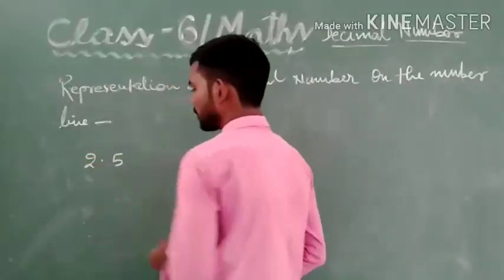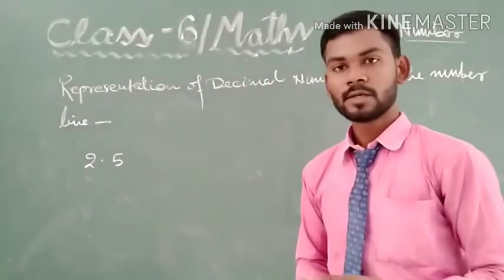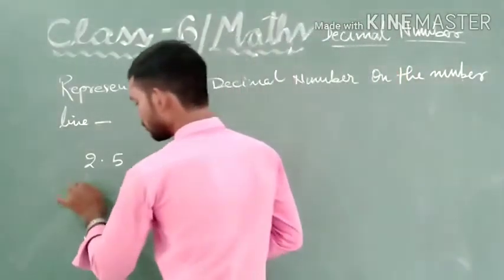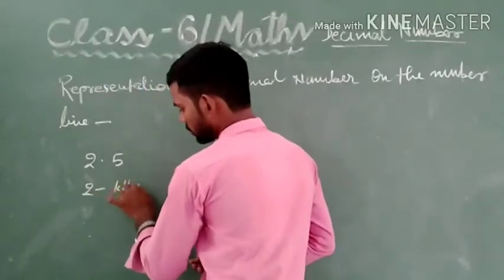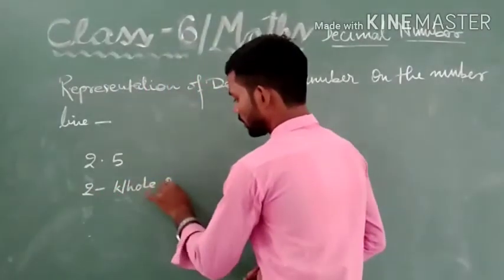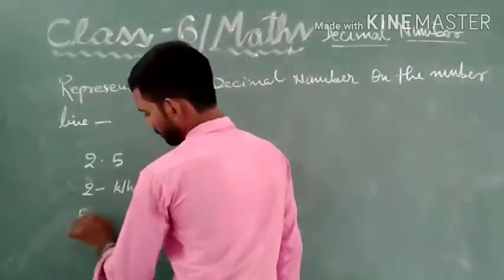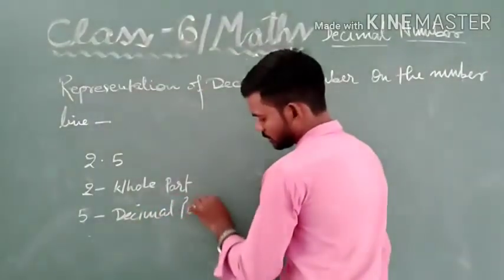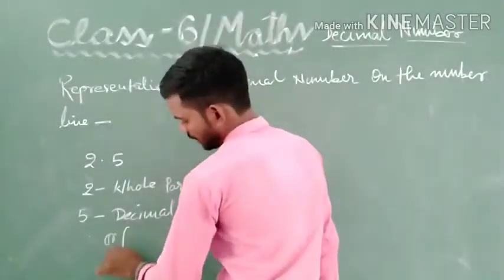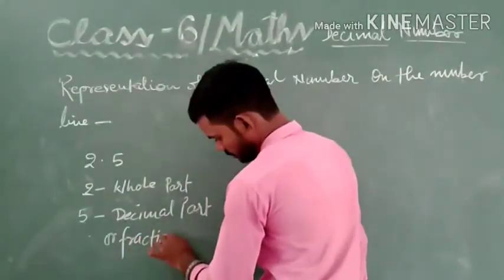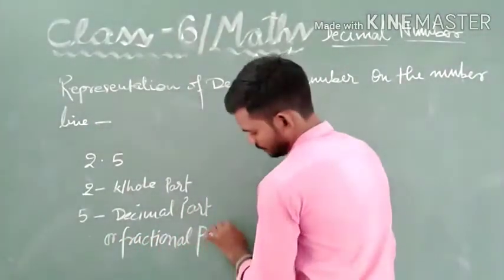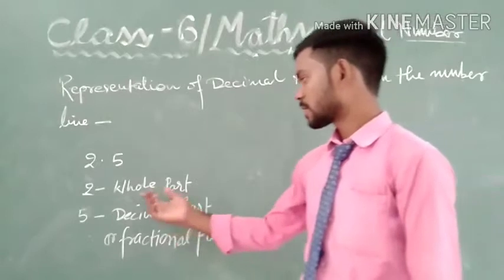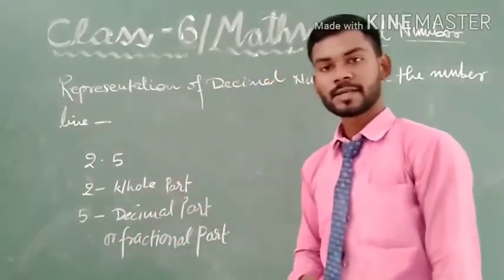If I write a decimal number 2.5, then in this number we can see that it has two parts: 2, which is the whole part, and 5, which is the decimal part or fractional part. So a decimal number has two parts. The first is the whole part and the second is the decimal part.